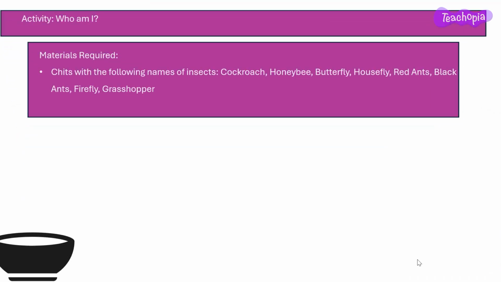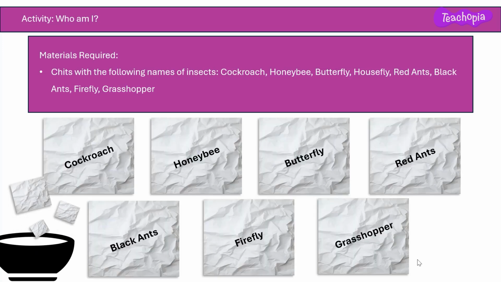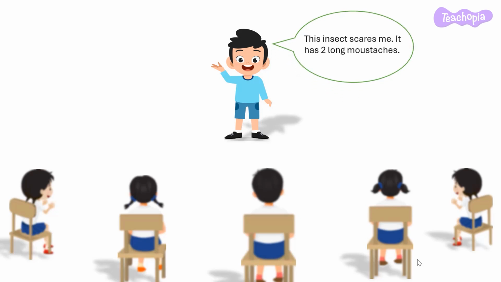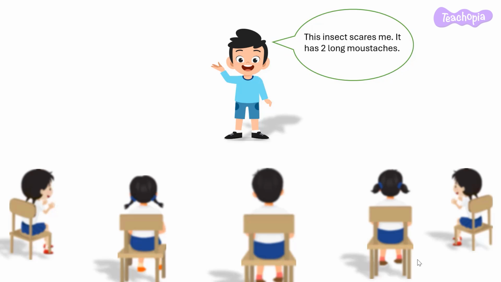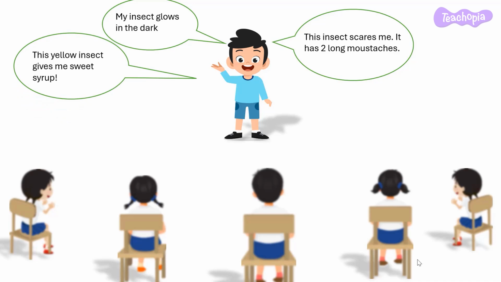The activity Who Am I requires that you make chits with names of insects on them. You may use cockroach, honeybees, butterfly, housefly, red ants, black ants, firefly, and grasshopper. One learner picks up a chit. The learner gives the other learners clues about the insect and they need to guess the name of the insect. You may help the learners frame their own sentences and hints by prompting.